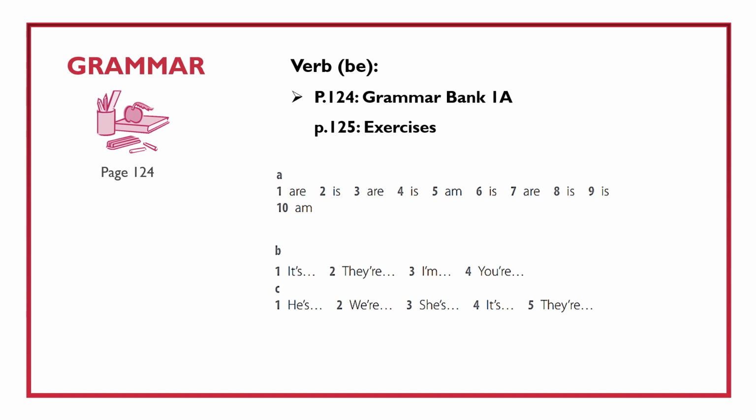Now, on the next page, page 125, you can see 1A exercises. It has two parts, part A and part B, and each part has three parts, A, B, and C. And each part has a few exercises that you need to complete. Please do them and then check with the answers on my slide.